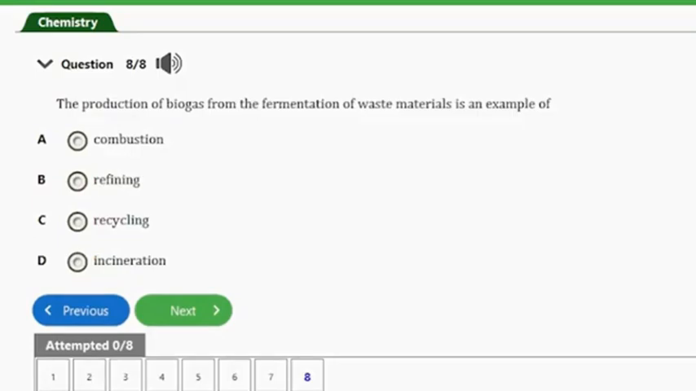That's question number 8. It says the production of biogas from the fermentation of waste material is an example of A, combustion, B, refining, C, recycling, D, incineration. So guys, the answer to this question is option C here, and that's recycling. So the production of biogas from the fermentation of waste material is an example of recycling.